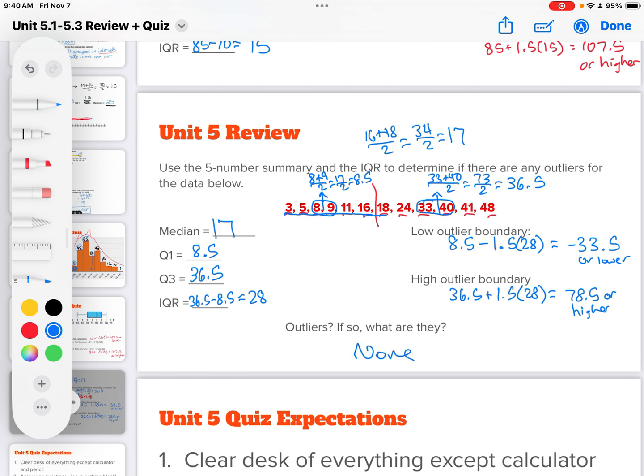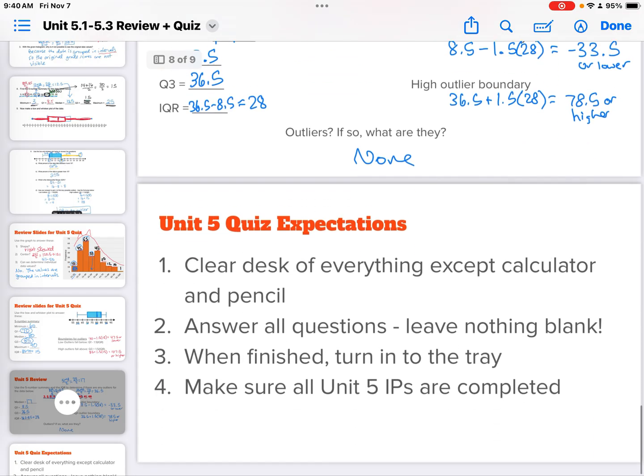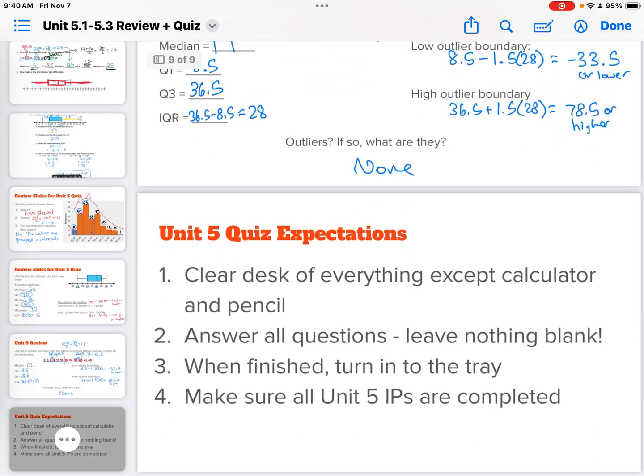So no outliers. At this point, you should now be ready to take your quiz. Because I'm not here, I am allowing you all to use your spell work on this, but hopefully you are feeling confident. So go ahead at this point, close this video out, and the guest teacher should give you your quiz. When you're done with your quiz, just turn it in and then make sure all of your Unit 5 IPs are completed.